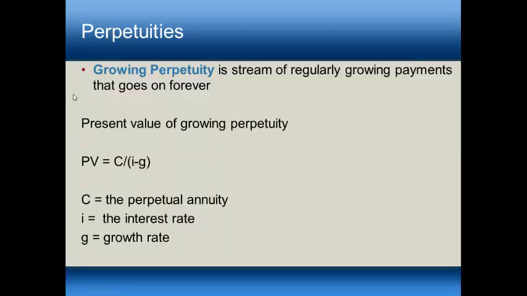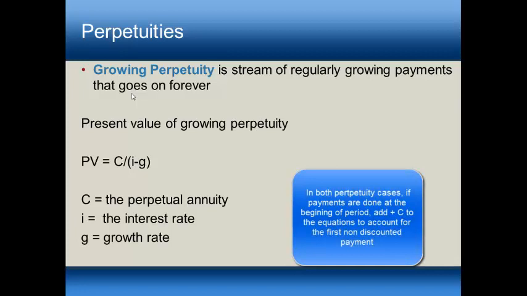Another case where we have perpetuities, but with a growing rate. In other words, C is going to grow at a constant fixed rate for each period. In order to account for that, since C is static in our equation, we must revise I. So C divided by I minus G, G being the fixed growth rate, will give us the present value. In both perpetuity cases, if payments are done at the beginning of the period, you need to add plus C to the equations in order to add the non-discounted payment received at time 0.